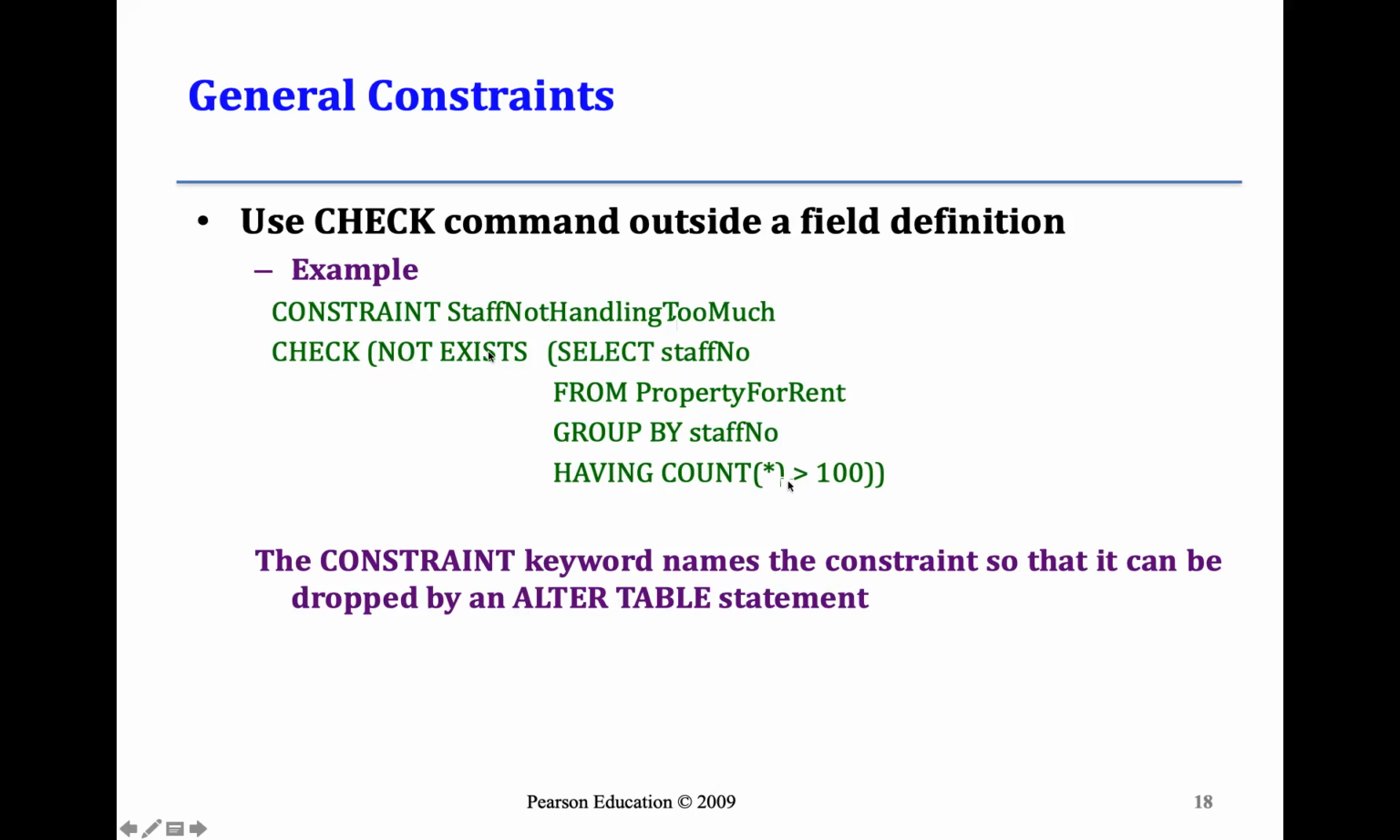And if you try to insert a new property for rent that would violate this condition, the insert would fail. So this condition would be checked by the SQL optimizer when it does the insertion. So this is the way, using the check statement, that you're able to implement general constraints. And they're done outside of the field definition, and you name them. So you start with constraint, the name of the constraint, and then the check condition.